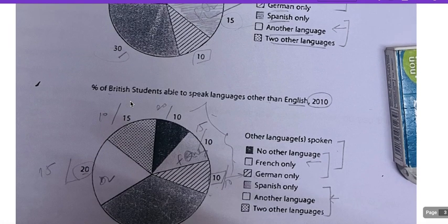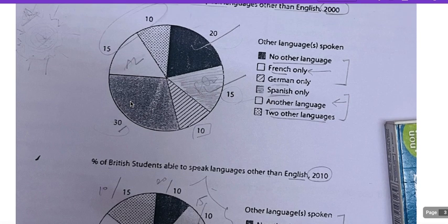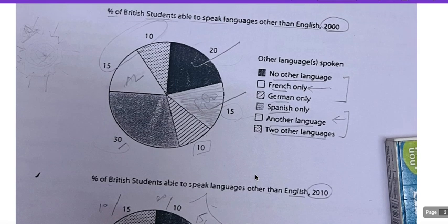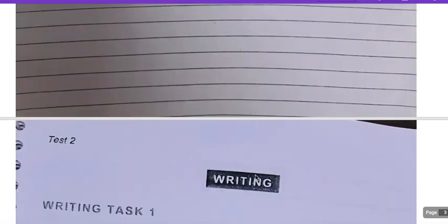15 and okay. So clearly you can club your two paragraphs as the ones that are falling down and the ones that are going up. Able to speak languages other than English, 2010 and 2000.